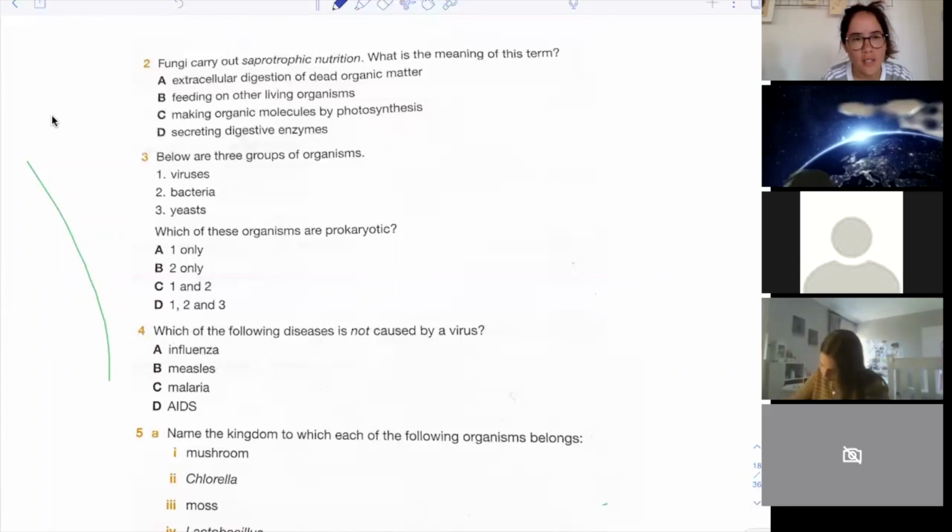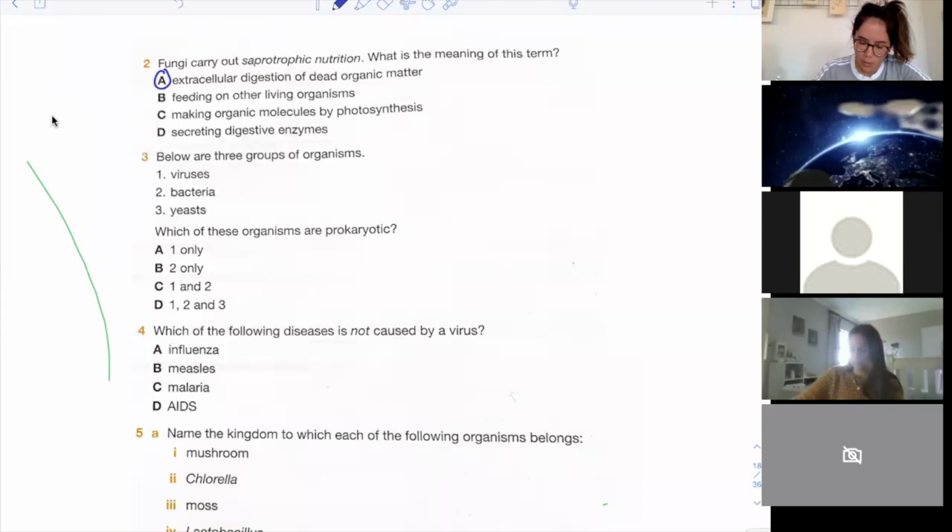Okay, sorry if this is a bit rushed for some people, but our meeting time is almost up according to Zoom. So, question 2, fungi carry out saprotrophic nutrition. What is the meaning of this term? A, extracellular digestion of dead organic matter. Yes, luckily that is the answer right there, so we don't need to go through any of the other options.